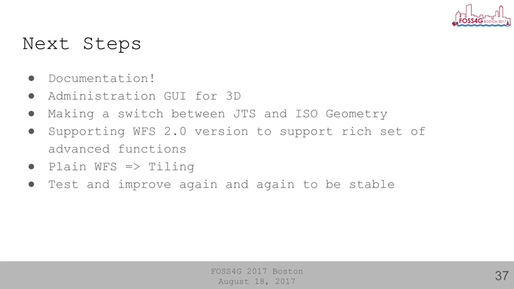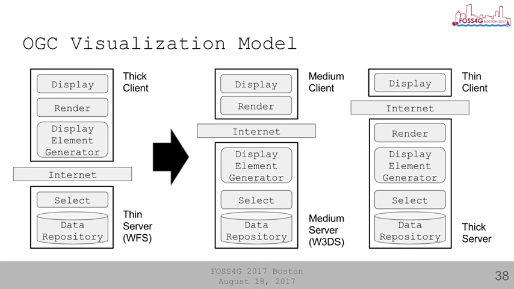As next steps, we need documentation, and we need an administration GUI for 3D. Some users want to use the JTS library for 2D, and some want to use 3D geometries with the ISO geometry, so we need some kind of switch between JTS and ISO geometry. We will support Web Feature Service 2.0 later, and we will test and improve again. Since we have a pure Web Feature Service, next time we can support tiling like that.